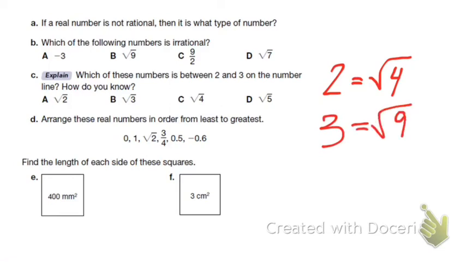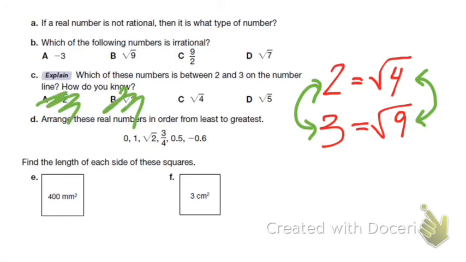So in order for the number to be in between 2 and 3, that means it has to be in between the square root of 4 and the square root of 9. We know that the square root of 2 is not in between there because 2 is less than 4. We know that 3 is not in there because 3 is less than 4. We know that 4 is not in there because 4 is equal to 4, so that would be 2. So we know it has to be D because D is in between the square root of 4 and the square root of 9. Okay, the last one I want to go through is letter D.